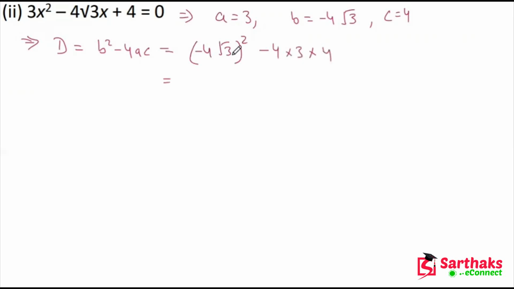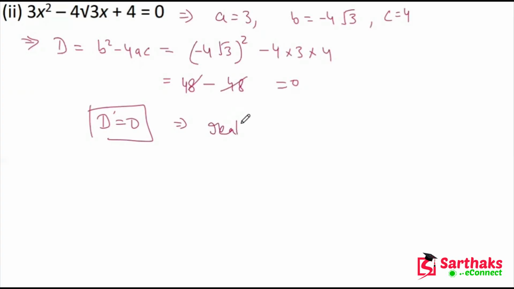So we have 16 into 3, which is 48. Okay, minus 4 root 3 squared is 16, 16 into 3 again 48. So we have 0. So D is equal to 0. And in this case, real roots exist for the given equation, and they are equal to each other.